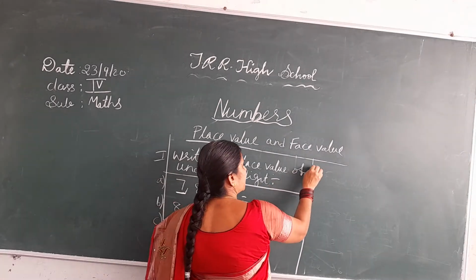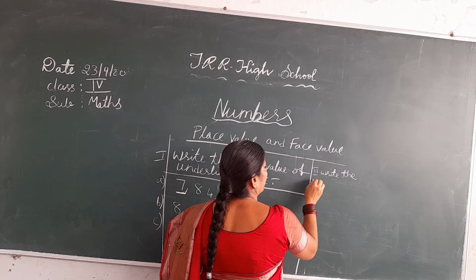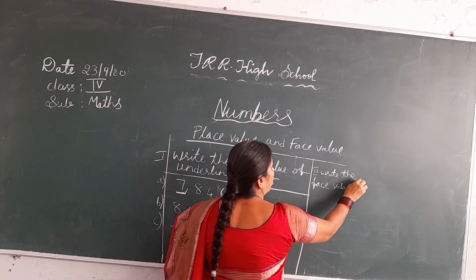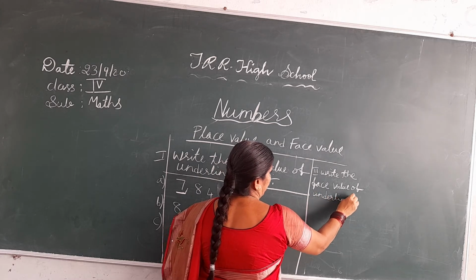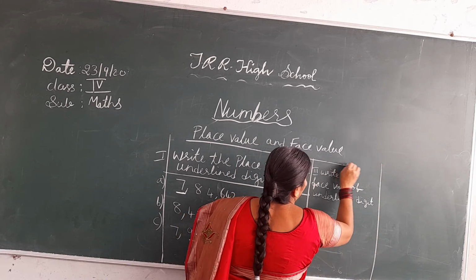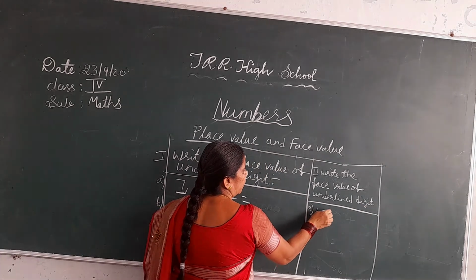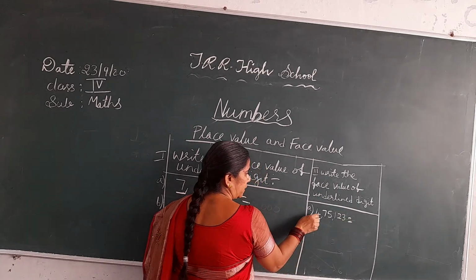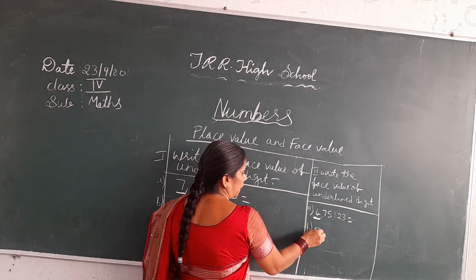Now the second one: write the face value of the underlined digit. Face value will not change. Remember it. Same digit only. The answer will be the same digit. If it is in the lakhs place or thousands place or hundreds place, the digit will be the same. No change in face value. Remember it.